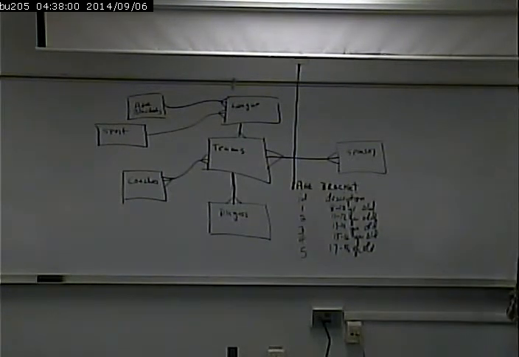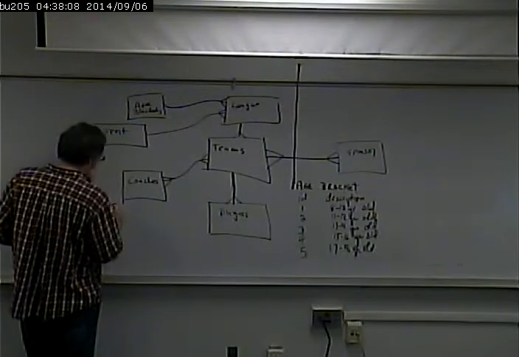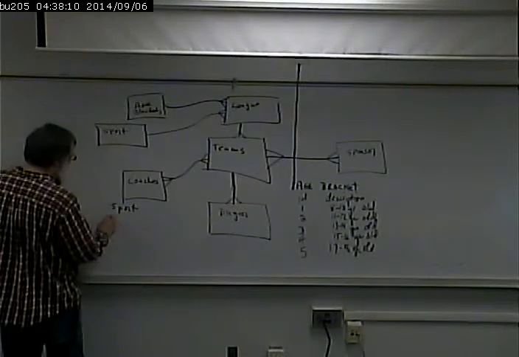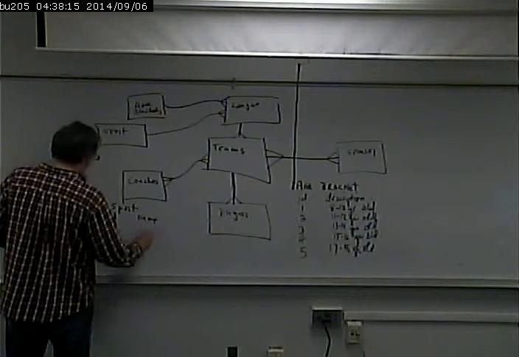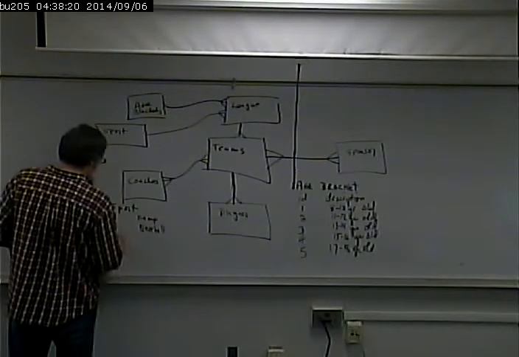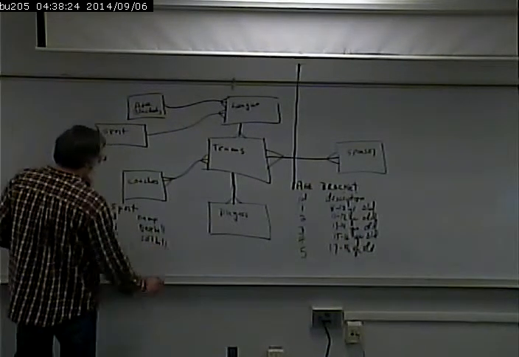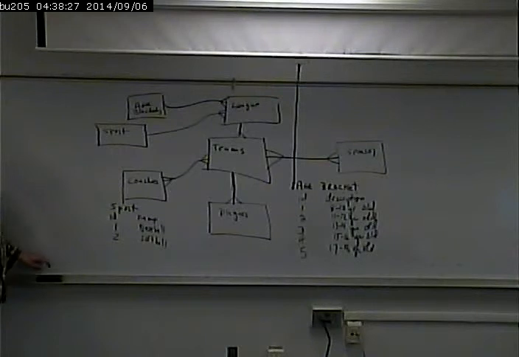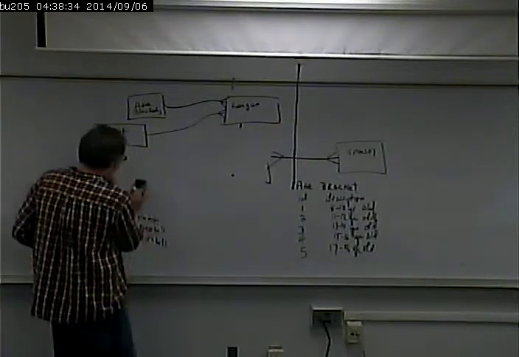All right. League. Sport would be similar. So we have an ID for sport and the name of the sport. So one will be baseball, two will be softball. Now, I'm going to build the league table. Erase this stuff.